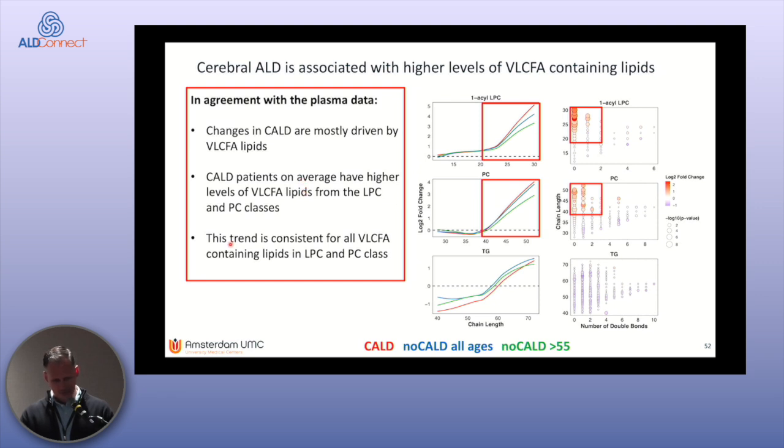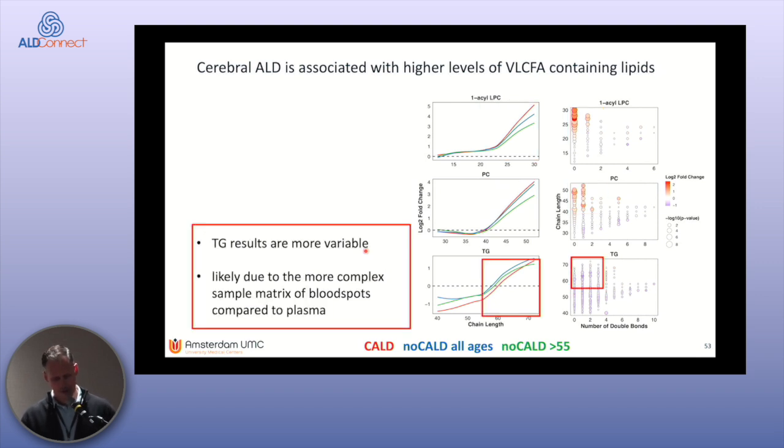Interestingly, the triglyceride results were more variable. We were not able to find consistent differences between the groups for this lipid class. And like I said before, this is likely due to the more complex sample matrix of whole blood versus plasma.